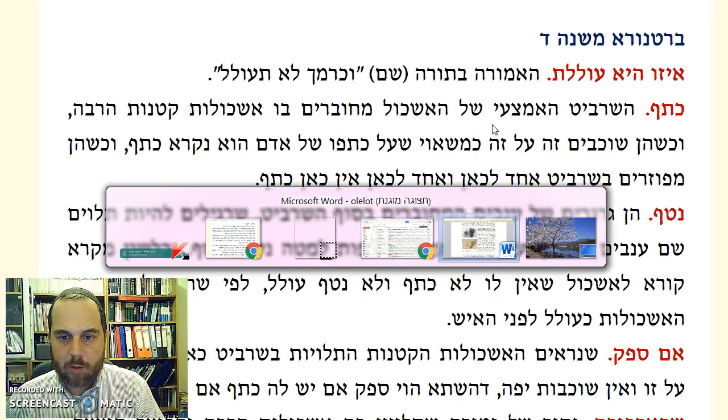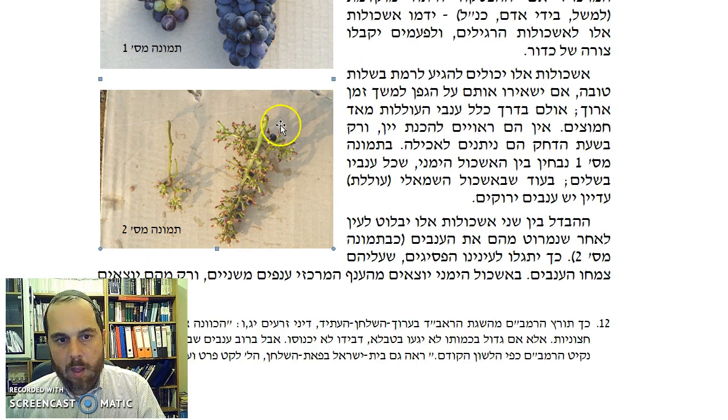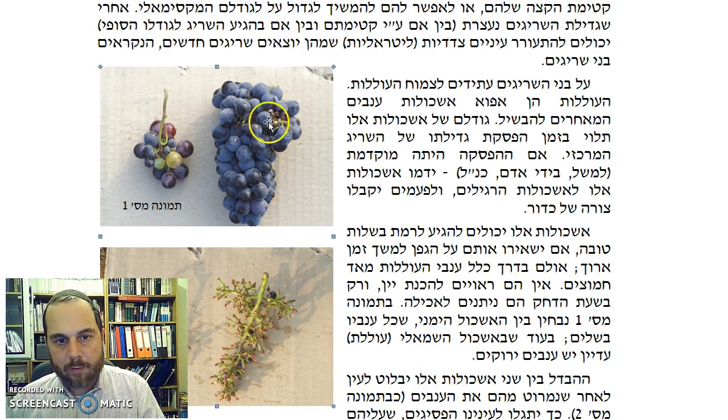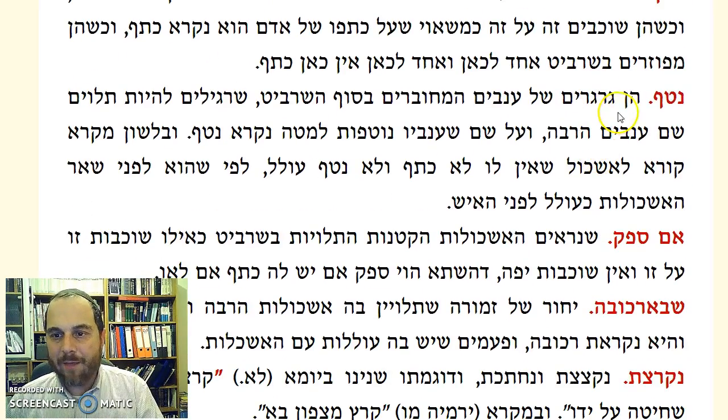Let's look at a picture of grapes. You see here, here is the spine of it. Let's move it up a little bit. Here's the spine here. You can see it when the grapes are not on there. And coming out of it are all these little other clusters. So if we look here, there's a spine that goes down, and coming out of the spine come all these little clusters. That's the katef.